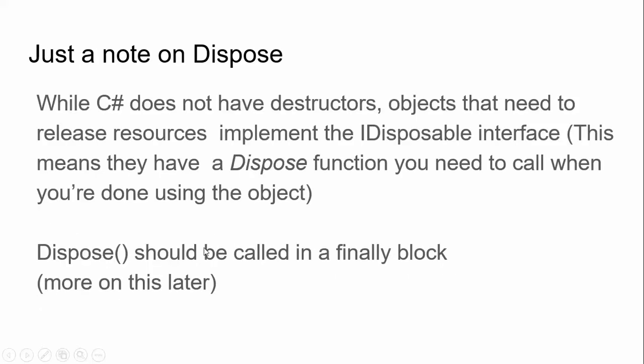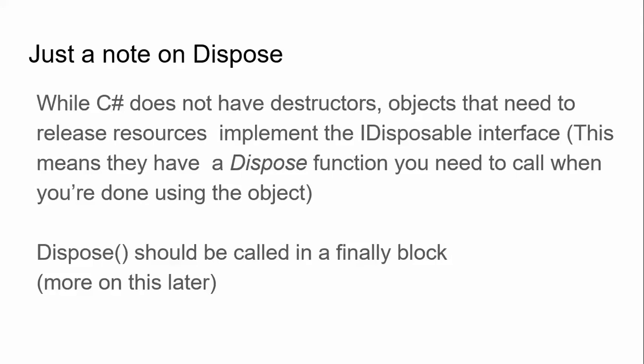So how do we make sure that resources get deallocated when they don't have destructors? Well, to jump ahead a little bit, or to peek into information that we haven't covered yet, if a class or an object needs to get rid of resources that it opened up at some point, it will provide a dispose function. More technically, it will implement the IDisposable interface, which means that object has to provide a dispose function.